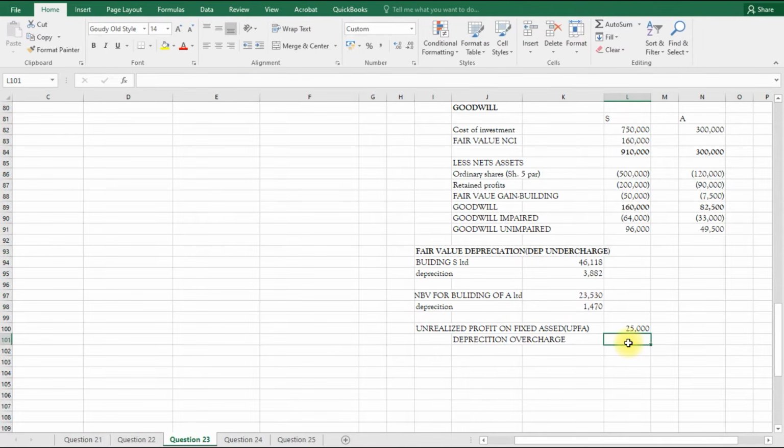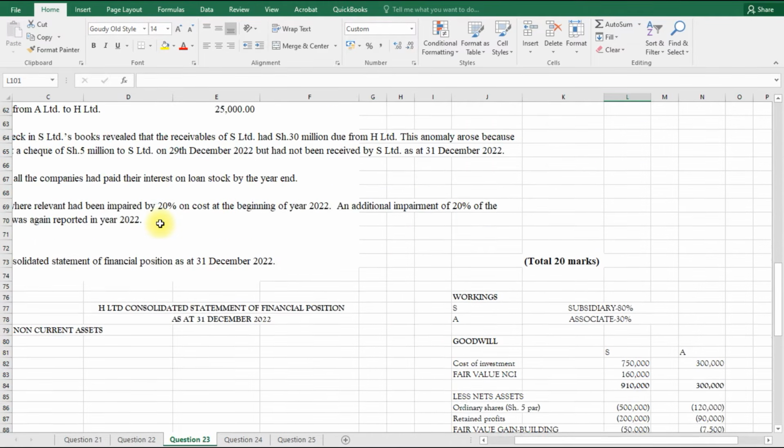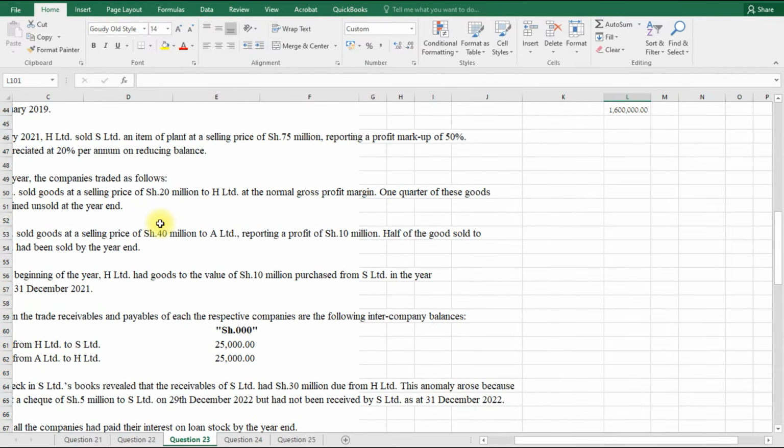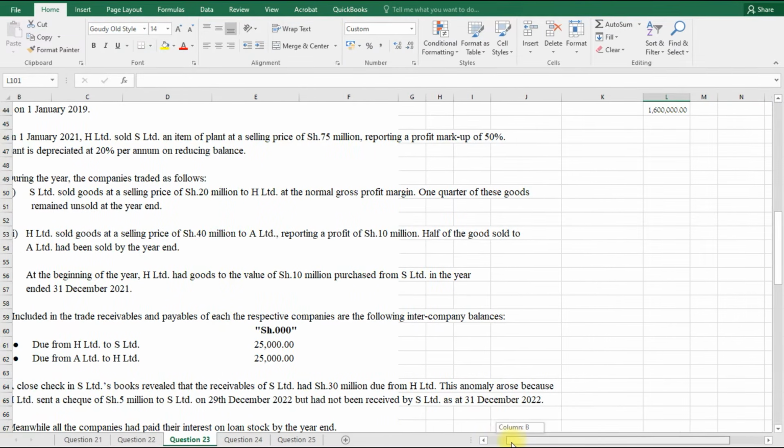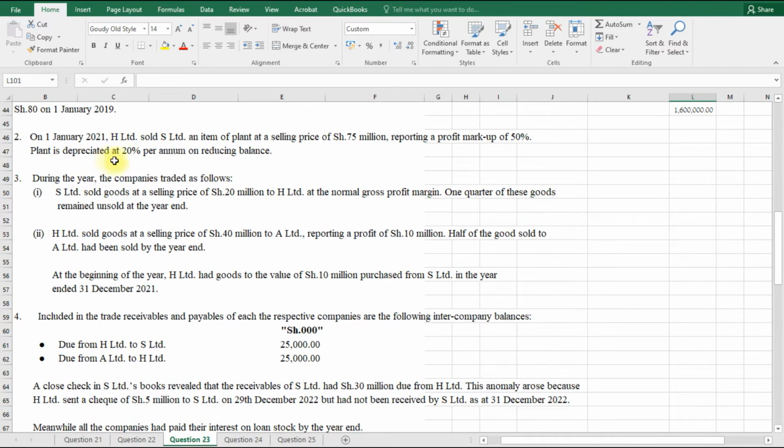So for the overcharge, we are told we are calculating this depreciation based on what? It was note number 2. 50% markup on plant, depreciated at 20% per annum on reducing balance. And remember, when did we sell? It was in January 2021. So those are how many years? January 2021 to 2022, these are 2 years. So it has depreciated for 2 years.